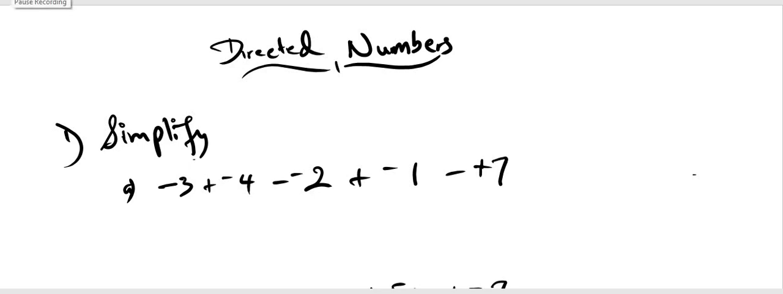All right, so the first question we have is simplify. We have -3 plus -4 minus -2 plus -1 minus +7. How do we go about doing this?